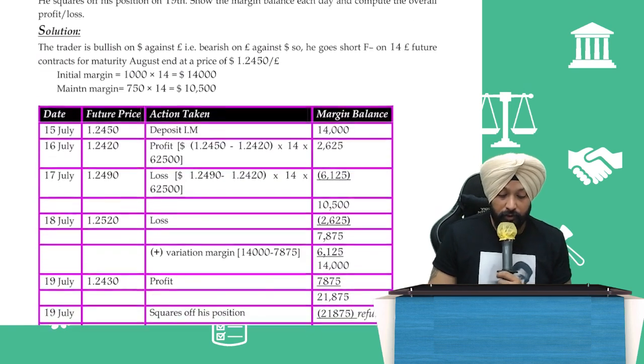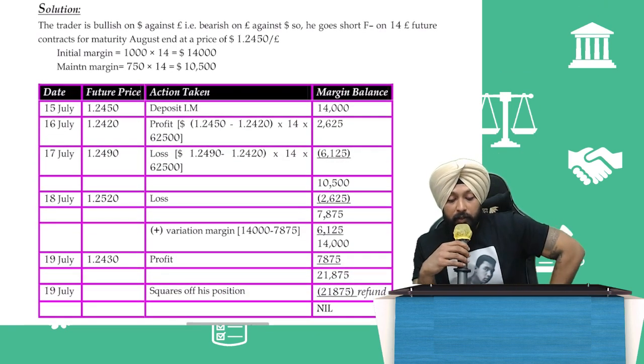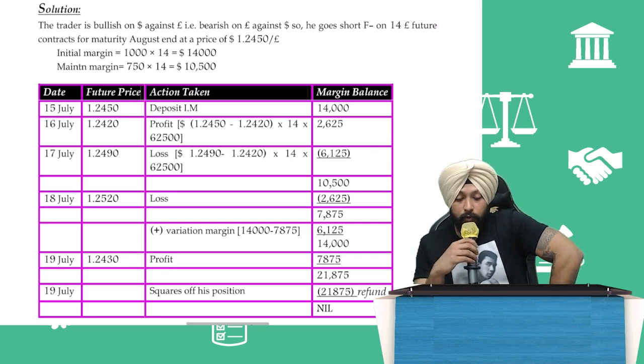So let's see the solution. The trader is bullish on dollar against pound, that is bearish on pound against dollar. So he goes short, that is, sells 14 pound future contracts for maturity August end at a price of $1.2450 per pound. Initial margin 1000 into 14, 14,000. Maintenance margin is 750 into 14, 10,500. Which means if your balance goes below the maintenance margin of 10,500, then margin will be required to be paid.